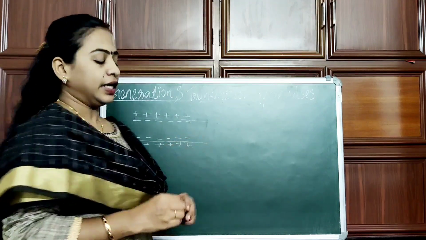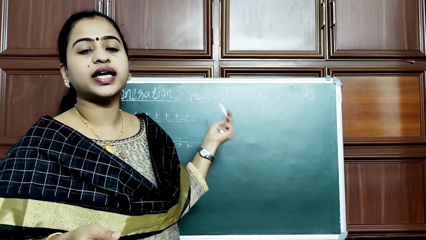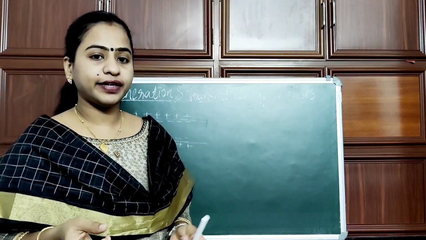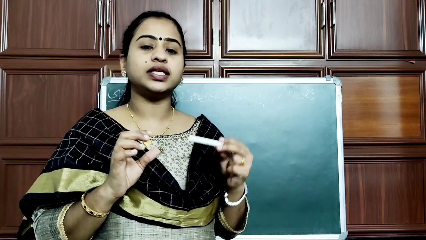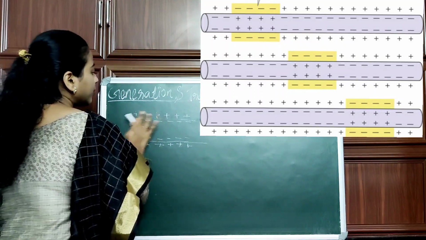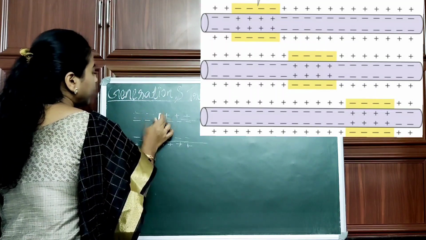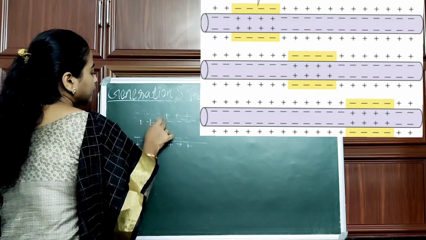This difference in the charges is due to the distribution of certain ions. That is, the distribution of certain ions makes the outer surface positively charged and the inner surface negatively charged. When the neuron is stimulated, there is a change in the distribution of ions. The outer surface becomes negatively charged and the inner surface becomes positively charged.